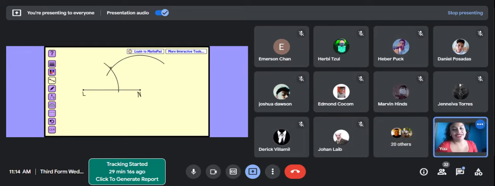Okay, continuing. Now the point where they meet, see the point where they cross? You're gonna connect it with your ruler, please, your straight edge, and you connect it to both points. And then you label this as O.